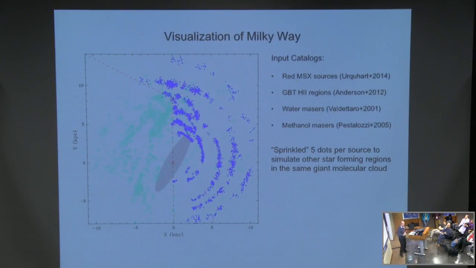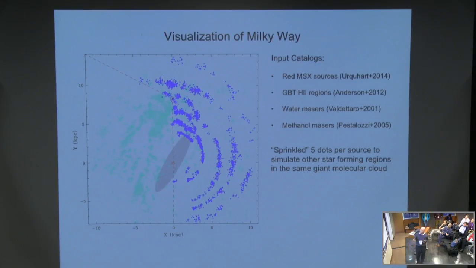So the last slide here, I'm just going to show you a visualization I tried to put together of the Milky Way by taking these catalogs of sources, which are all young objects associated with high-mass star-forming regions, which should be associated with spiral arms. Ran them through the program and sprinkled 5 dots for every one around to try to give you a better visualization of the fact that there probably are multiple sources in any molecular cloud that are forming stars. And that's what you get.